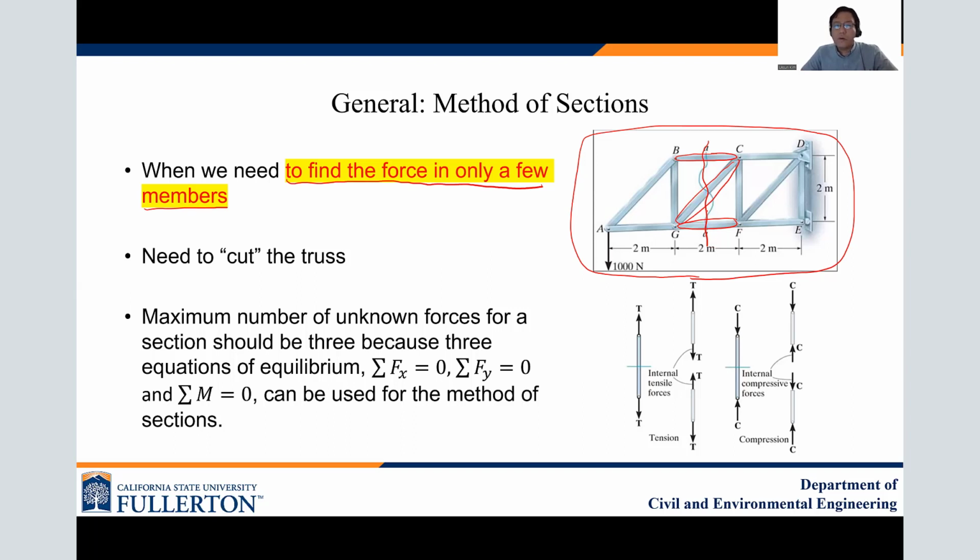As you know, the method of sections uses the 3 equilibrium equations, but in the method of joints, you can only use the 2 equilibrium equations, sigma Fx equals 0 and sigma Fy equals 0. For the method of sections, once again, the maximum number of unknown forces should be 3 because you can use the 3 equilibrium equations.